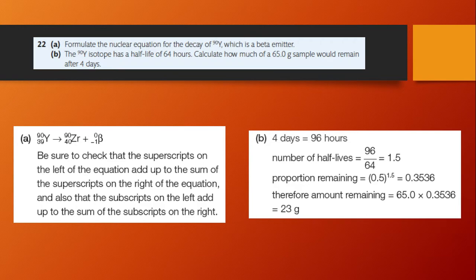One thing to double check is that the math works out. If 64 hours have passed, that means the amount would have gone down by half, which would have been 32.5 grams. Since this is more than 1 half-life, 1.5 half-lives, we've gone down some more, so our 23 gram answer makes sense.